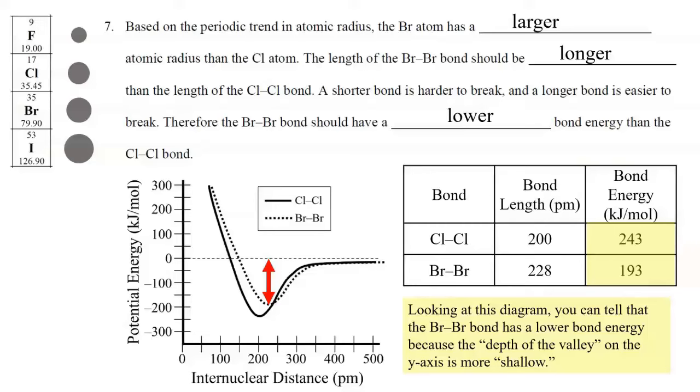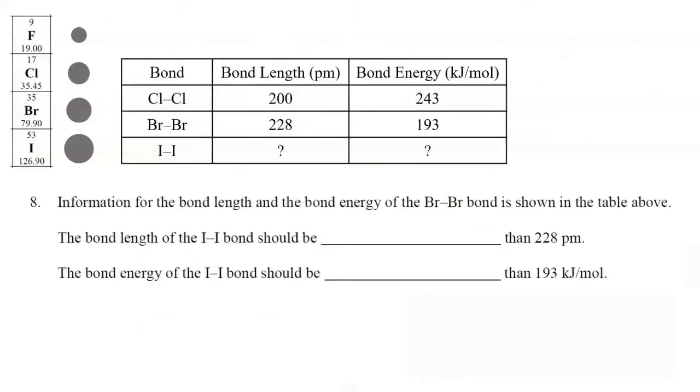Now as we move on from chlorine and bromine, let's finish it off by thinking about what iodine's properties would look like. The atomic radius of iodine is even larger than that of bromine, so therefore the distance between the atoms would be even longer. The bond length of the iodine bond should be longer than it is for bromine, and the bond energy should be even less than that of bromine. So here are the numbers for iodine.